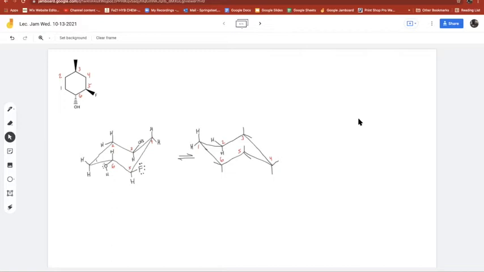The methyl was up, it's going to stay up. Up and down don't change. What changes is the methyl went from being equatorial up to axial up. So up doesn't change, just equatorial and axial changes. So always stay up on yourself. Don't get too down. Or if you're down, stay down.